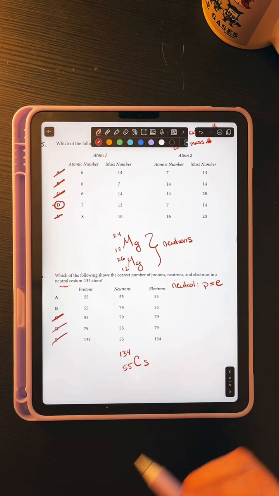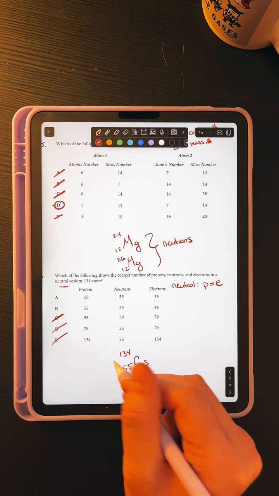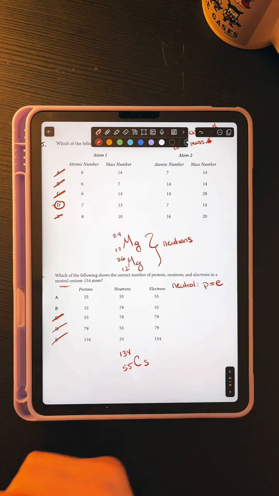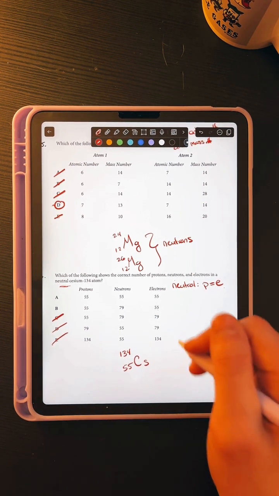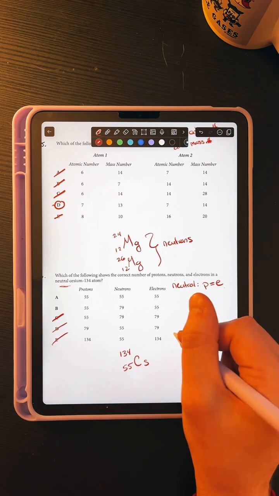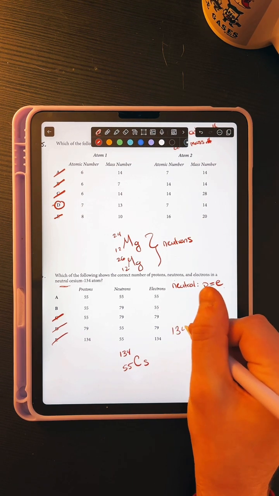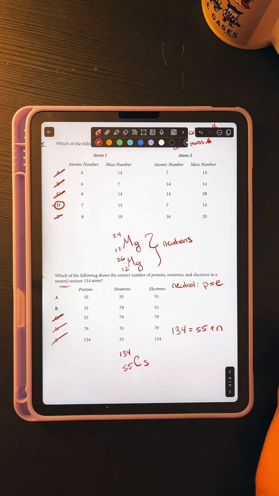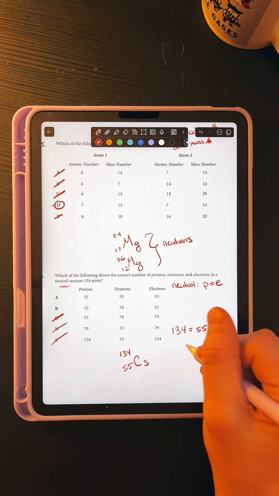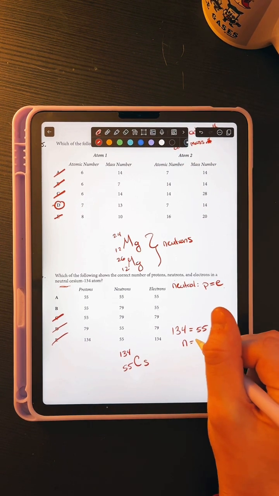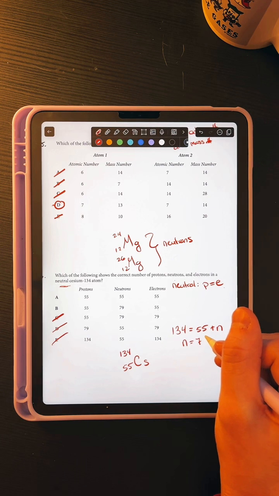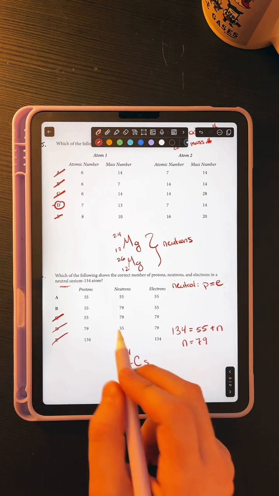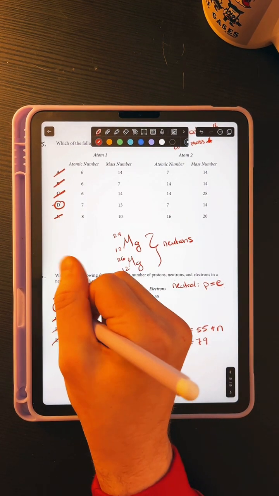So we need to figure out the overall number of neutrons. Our mass number is our protons plus our neutrons. So 134 for our mass number equals the protons, which we have at 55, plus neutrons. Then we can go ahead and solve that to get our number of neutrons equaling 79. And that is choice B.